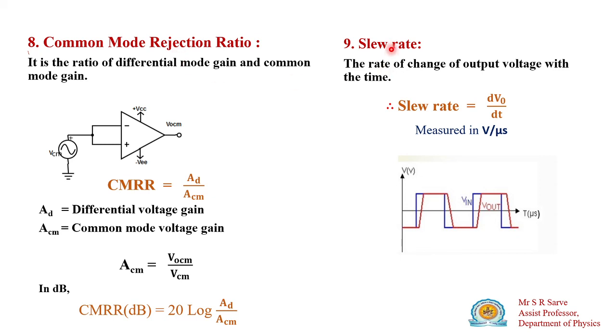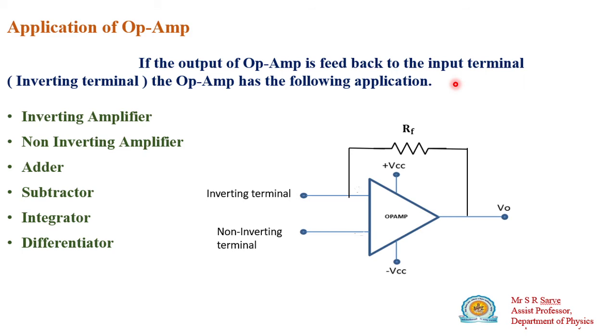So the next is your slew rate. What is slew rate? Slew rate means the change in output with respect to time. The change in output voltage with time is known as your slew rate, and this should be very high. Means as the input changes with respect to time, it will be reflected at the output. So this slew rate should be very high for your operational amplifier, and it is measured in volt per microsecond. Okay, so this is about the parameters of an operational amplifier.